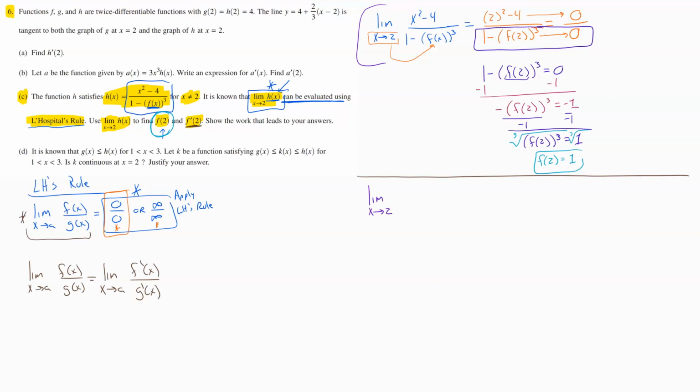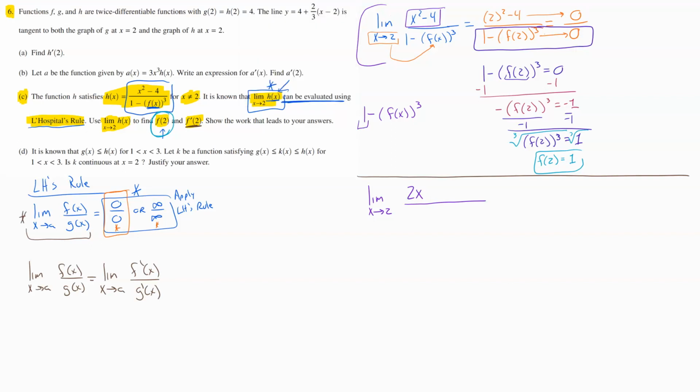So we're looking at this equation here, and we want to apply L'Hopital's rule. So we would say limit as x approaches 2. We're going to start by taking the derivative of the top, the derivative of x squared following the power rule, bring the power down, that would be 2x, and then the derivative of negative 4 is a constant, so it goes away. Then when we come to the bottom, we're looking at 1 minus f of x to the third, and we're trying to take the derivative of that piece. The derivative of 1 is a constant, so that would go away.